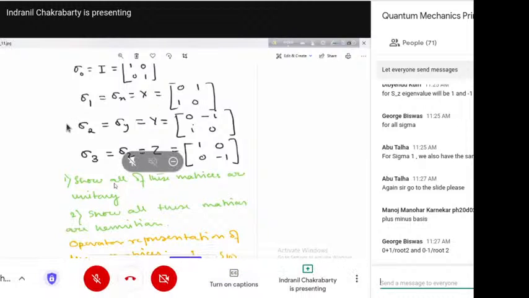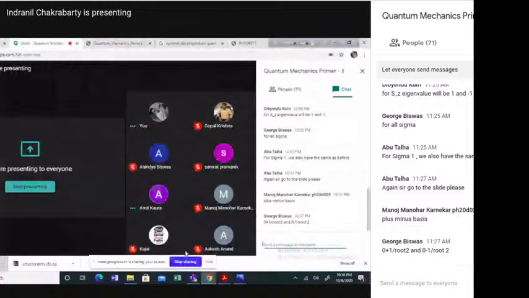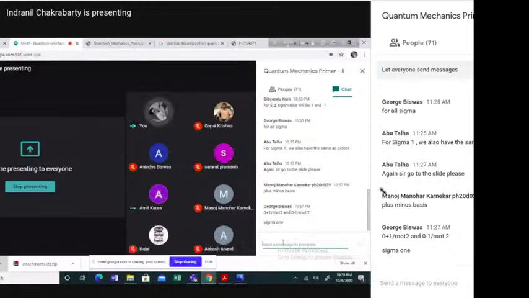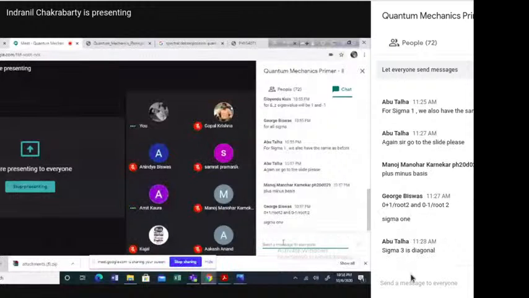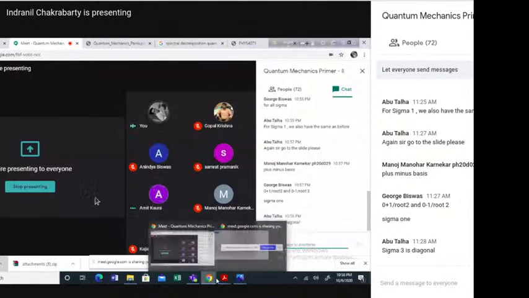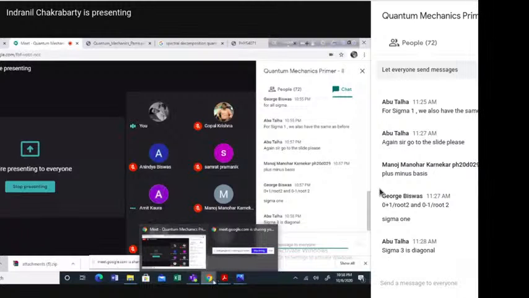I think, sir, sigma 2 and sigma 3 may be diagonal, sir. But which are diagonal in the 0 1 basis? Sigma 1 and sigma 2, you are saying? Sigma 2 and sigma 3, sir. But sigma 3 is already diagonal in the 0 1 basis, right? Yes, sir. Then how can it be diagonal in a different basis? This is the eigenbasis only.